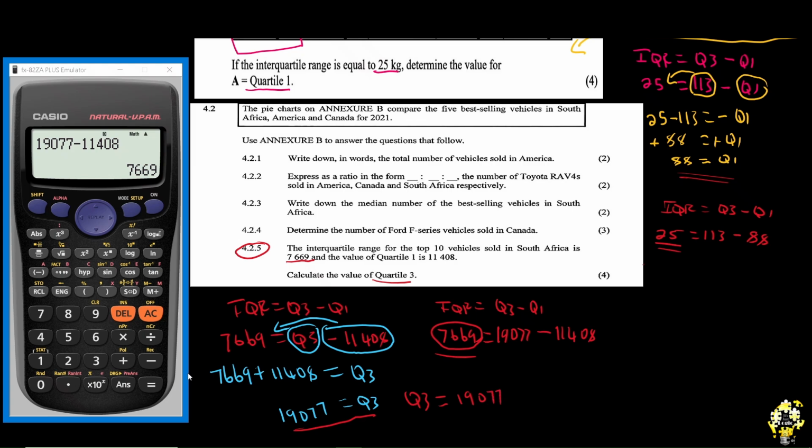19077. I believe I made a video with regards to conversion factor, and I made it clear that wherever there is an equal sign, it simply means what is on the left and what is on the right, they are the same. You can interchange them however you like. Saying Q3 is equal to 19,077 and saying that 19,077 is equal to Q3 is one and the same thing.